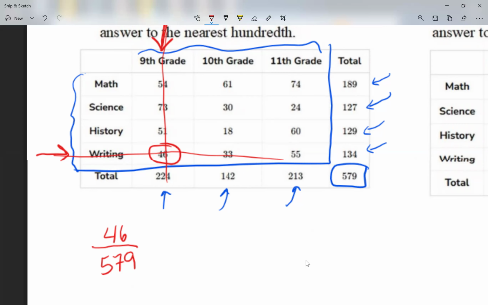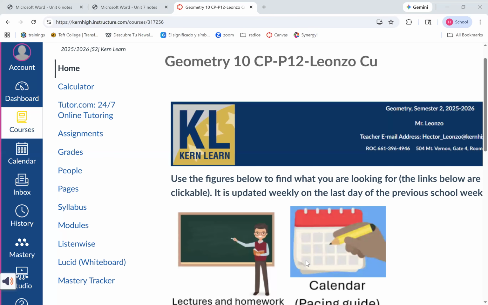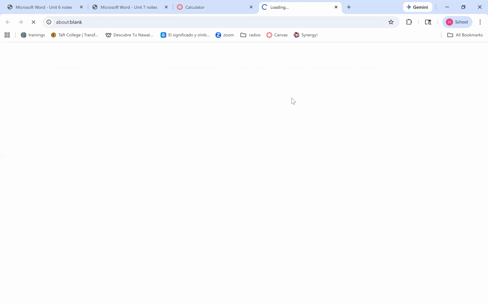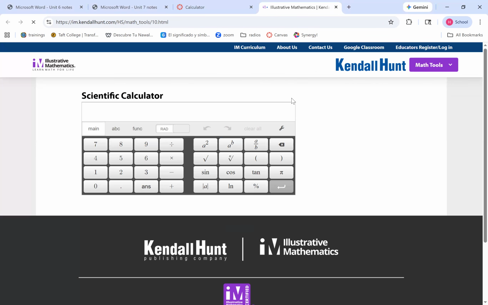On Canvas, I gave you guys a calculator. Let me show you the calculator I gave you guys. On the left, we can see a list of many things that we have there. One of these choices is calculator. Try to use this calculator. If you have one at home that you're familiar with, and you want to use that, use it. But this is the calculator I use. So I'm going to come over, click on calculator. It's going to ask if I want to open a new tab. Yes, I'm going to open a new tab.